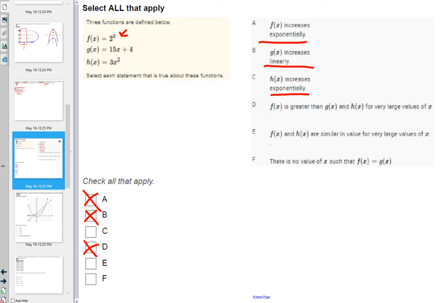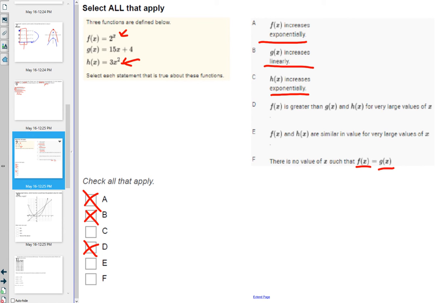F of x and h of x are similar in value for very large values of x. No, they might hang close for a while, but once you start going further and further to positive infinity, this is going to blow it out of the water. If I make x 1,000, 1,000 squared is going to be a lot bigger than 15 times 1,000. And the further and further you go, it's going to get even bigger. So, no. There is no value for x so that f of x is equal to g of x. That would have been the hardest one to answer, I guess, for you guys.